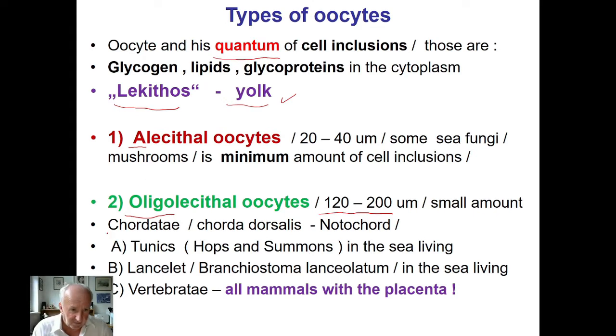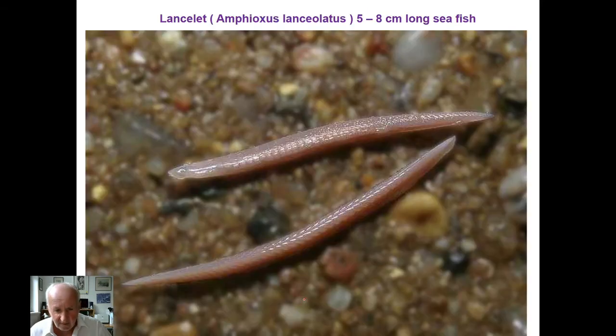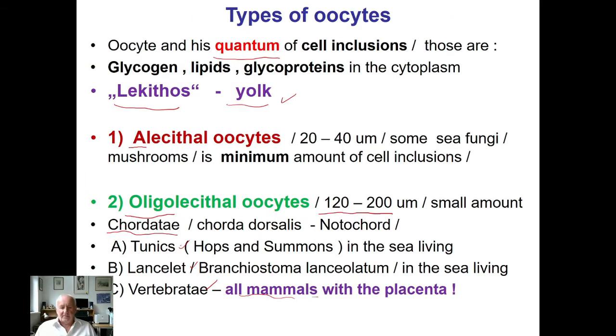A big group of chordates, this name is thanks to Chorda dorsalis, which is developing in those organisms. In English, notochord, Chorda dorsalis. And to this big group belong 3 smaller groups: tunicates, lancelet, and vertebrates. Of course, human, we have vertebrae, we belong to mammals, and a human belongs to mammals with a placenta, please, with a placenta.